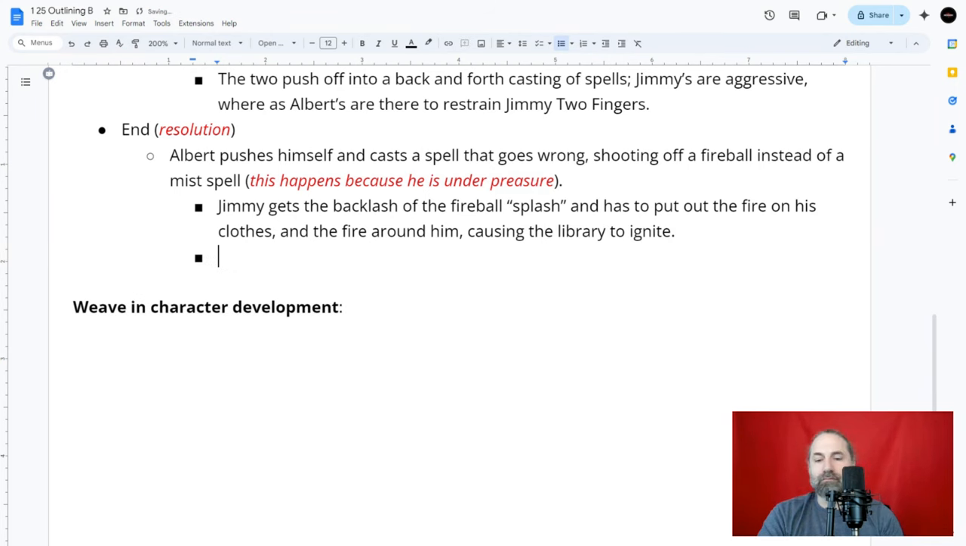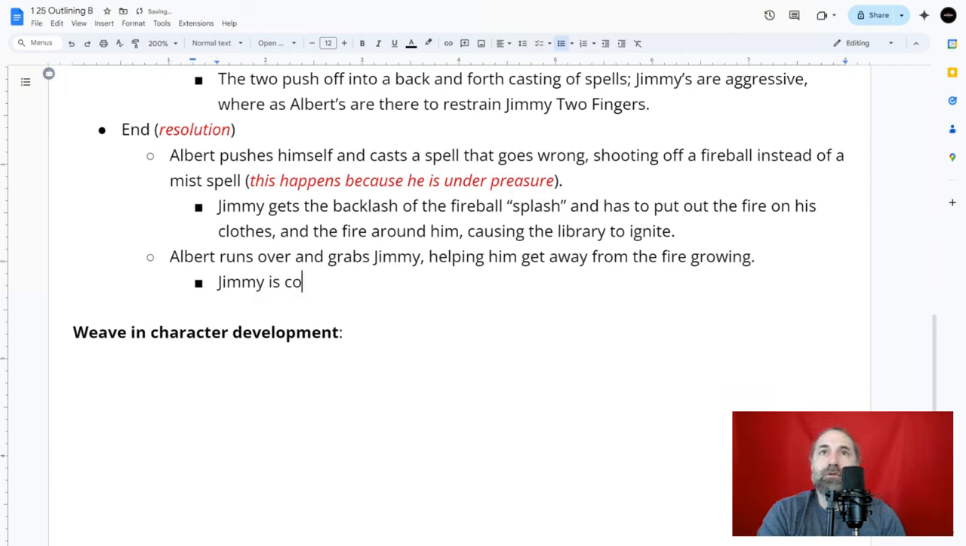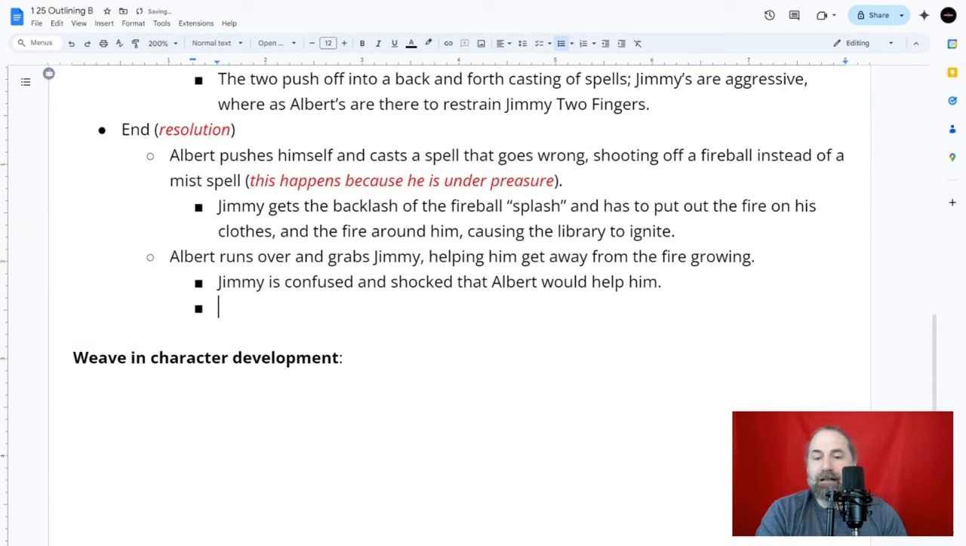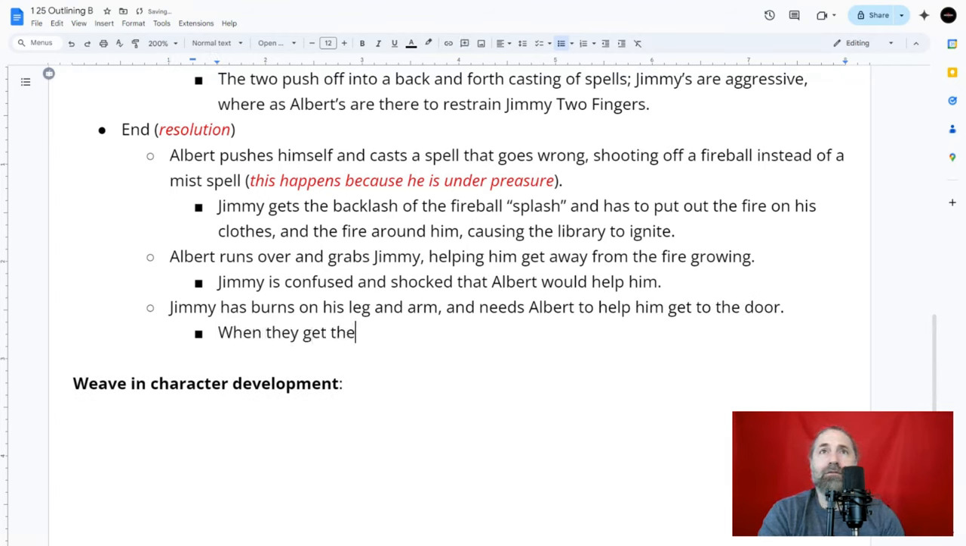I can't spell. Spelling is without you. Oh, I guess it is. All right. Albert runs over and grabs Jimmy, helping him get away from the fire growing. Jimmy is confused and shocked that Albert would help him. Jimmy has burns on his leg and arm, and needs Albert to help him get to the door. When they get there, Jimmy cancels the lock spell, allowing them to get out.